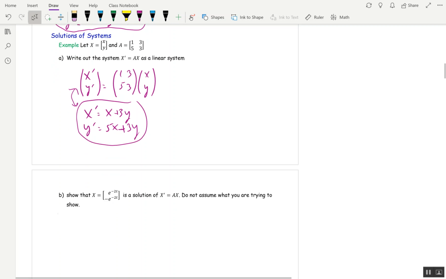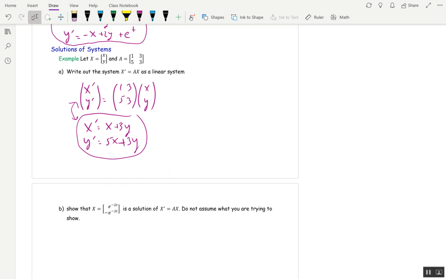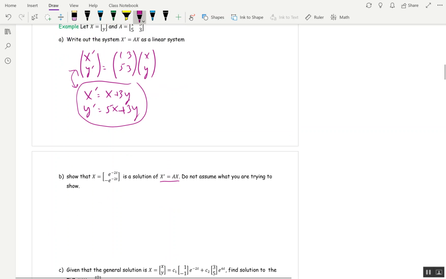Show that this x is a solution of x prime equals Ax. Do not assume what you're trying to show. That's code for do left-hand side and right-hand side of this equation separately. We did one of these last time, so you might want to pause it and just do it yourself and make sure you can do that. Okay, so the left-hand side is x prime. We take the derivative: negative 2 e to the negative 2t, positive 2 e to the negative 2t.